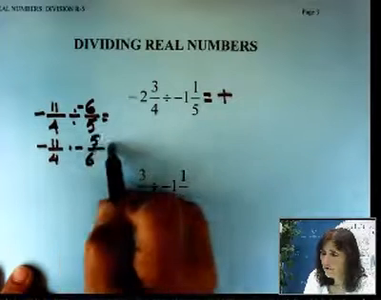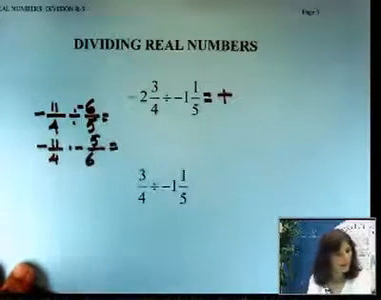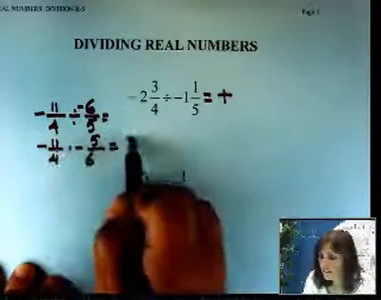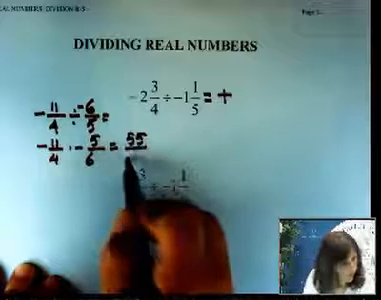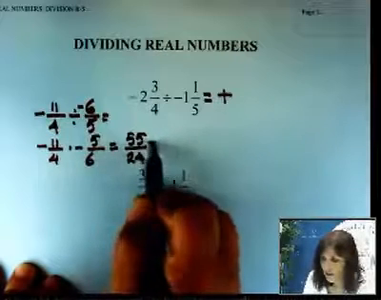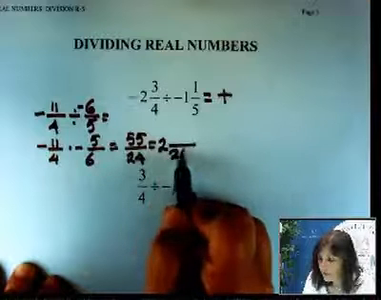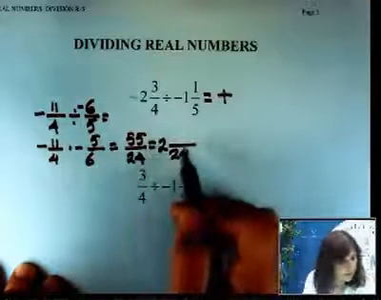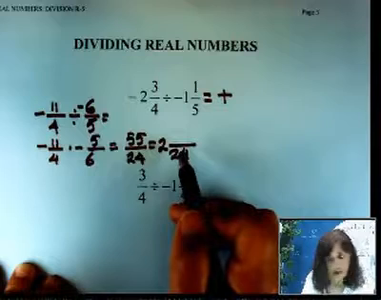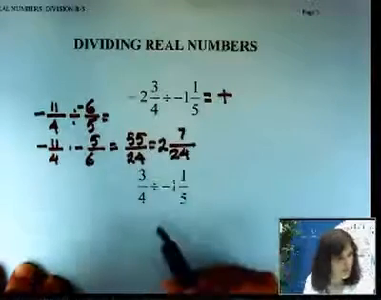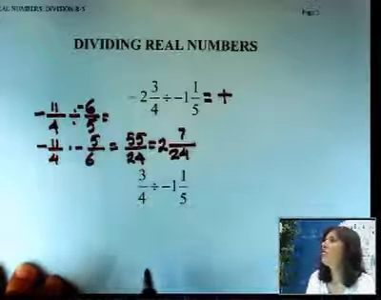Do you see that? Then what do I have? I'm going to have a positive 55 over 24. How many 24s in 55? I have two of them. That will get me to 48, and then I'll have a 7 left over. So 2 and 7/24, and that's as far as it goes.